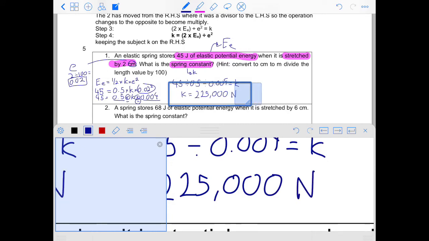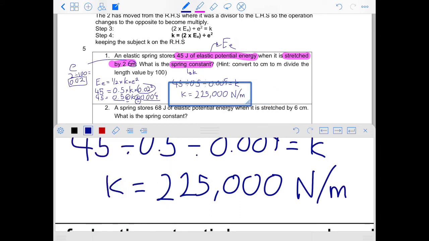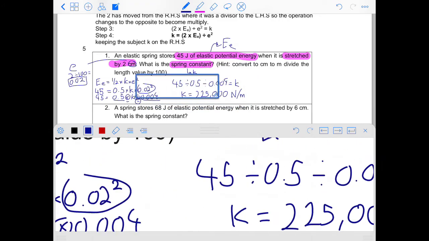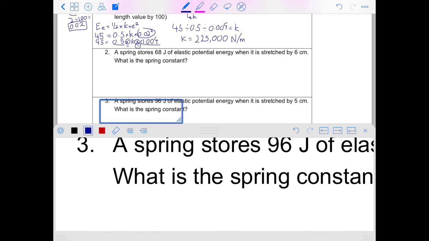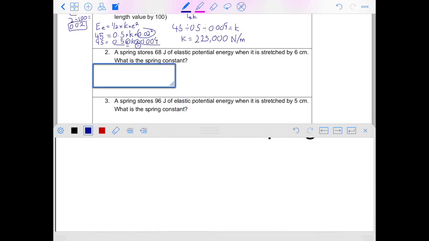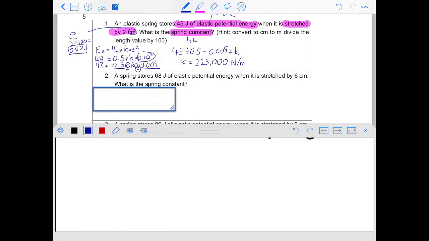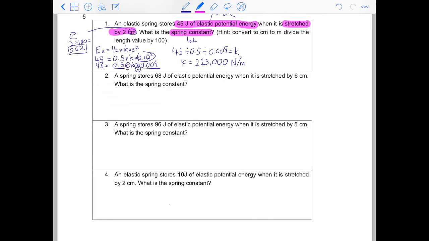Then we need our units. We know our units for our spring constant are newtons per meter. So you just do it that exact same way, plug it into the calculator the exact same way, and you end up with the same numbers. So question 2, we'll do one more together and then you'll have a chance to do some on your own. A spring stores 68 joules of elastic potential energy when it's stretched by 6 centimeters. Again, centimeters we have to convert to meters. So 6 divided by 100 equals 0.06 meters is our extension.